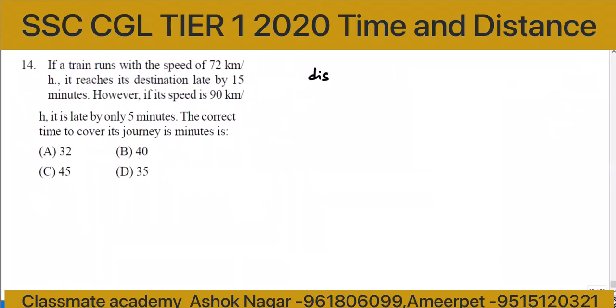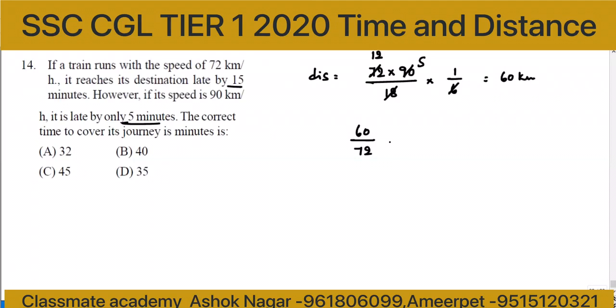What is the distance formula? 72 into 90. What is the difference? 18. Time gap is 1/6, because 15 minutes late and 5 minutes late means the time gap is 10 minutes, which is 1/6 of an hour. Is that clear, all of you? Distance is 60 kilometers. If you travel it at 72 kilometers per hour, you will take 5 by 6 of an hour, which is 50 minutes.